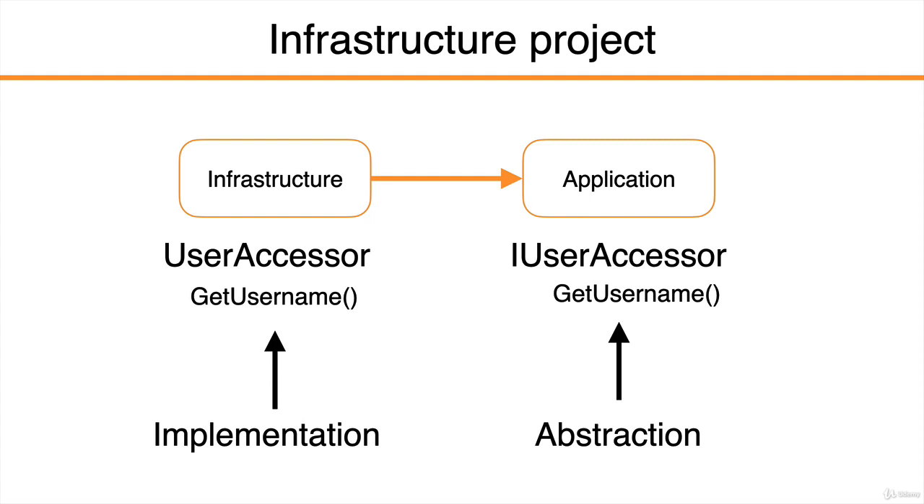In our application layer, all we're going to have is an interface with get username. Now, our application is going to have no idea how this is implemented. It doesn't know anything about the HTTP context, and it certainly doesn't know what a token is, but it's going to have the ability to go and get the username using an interface.